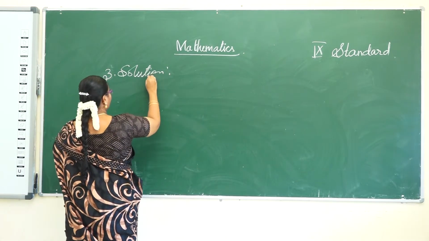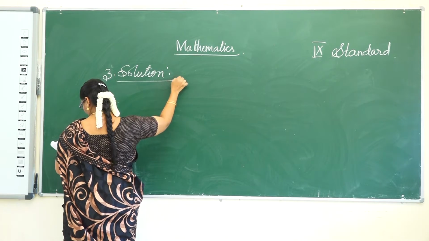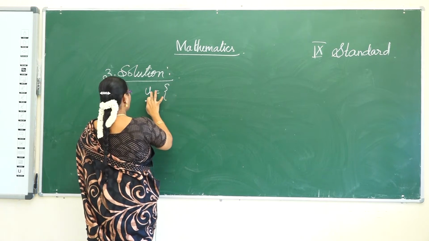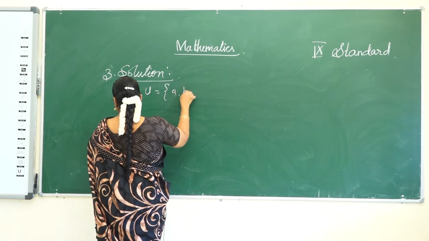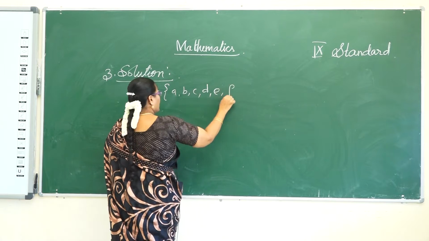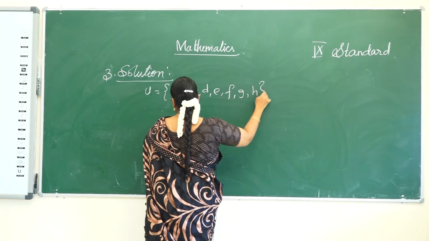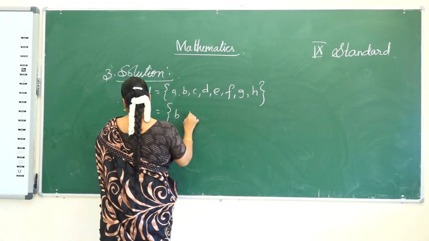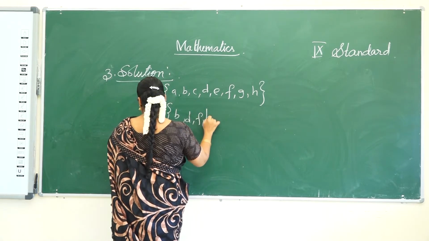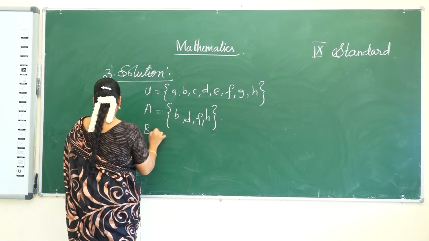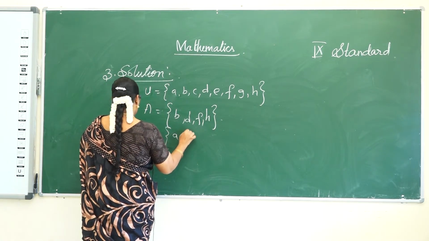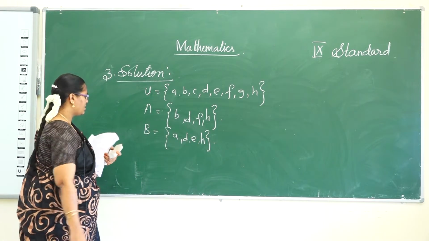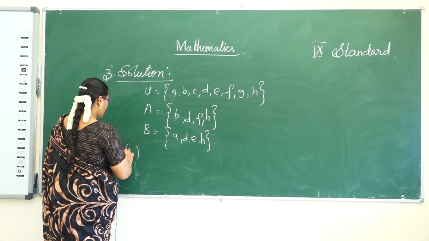Third problem. If U is equal to the universal set A, B, C, D, E, F, G, H, and set A is equal to the set of all the elements B, D, F, H, and B is equal to the set of all the elements A, D, E, H. Find the following sets. First one, A dash.